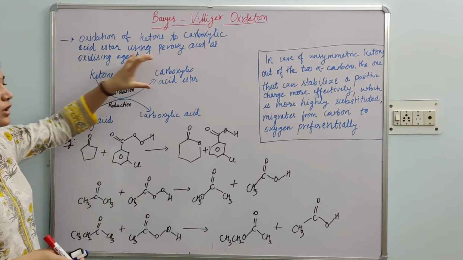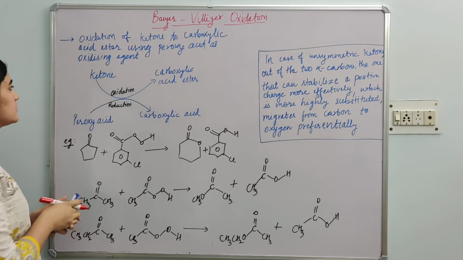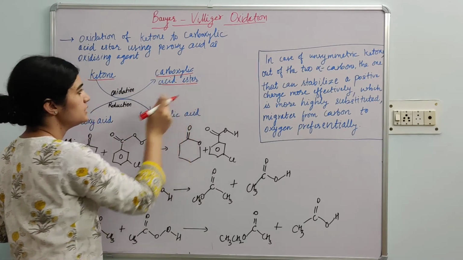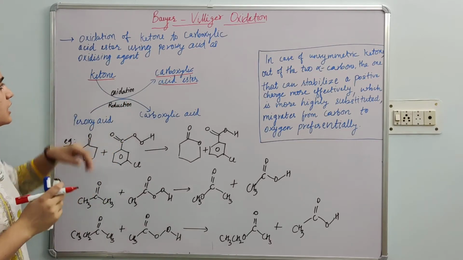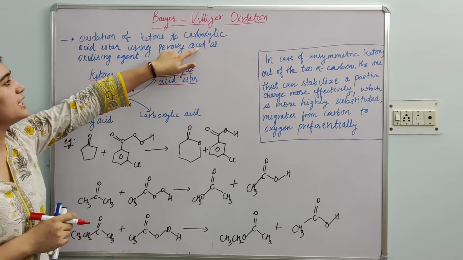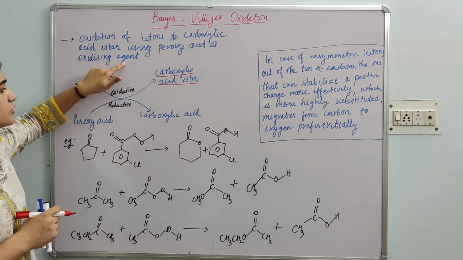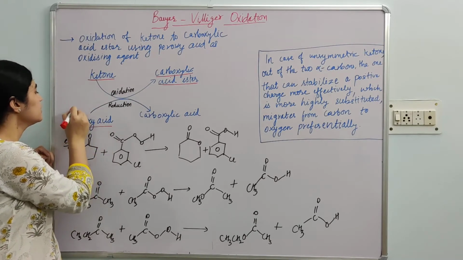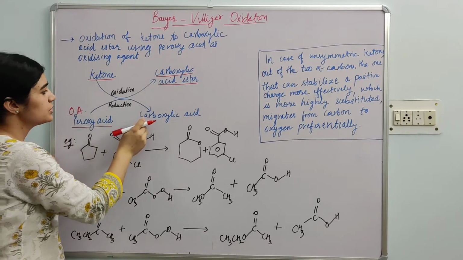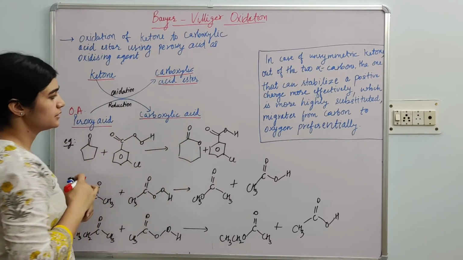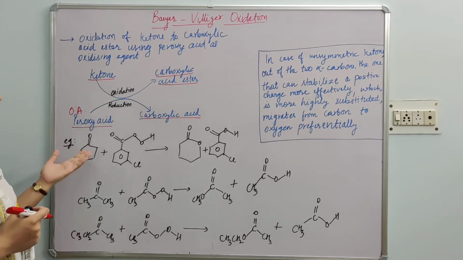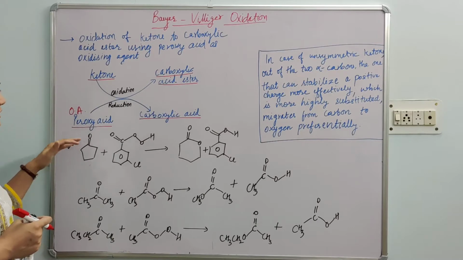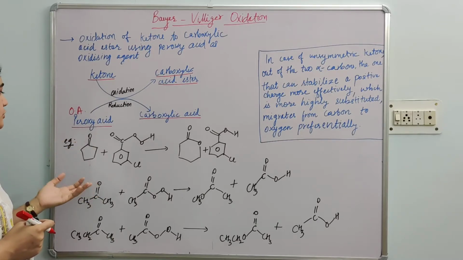Converting our ketone to carboxylic acid esters. So the conversion is from ketone to carboxylic acid ester. This is an oxidation reaction, and we are using peroxy acid as an oxidizing agent for this reaction. So our peroxy acid is an oxidizing agent here, and it is being reduced to our carboxylic acid. So it's a redox reaction. One species is getting oxidized, the other species is getting reduced.